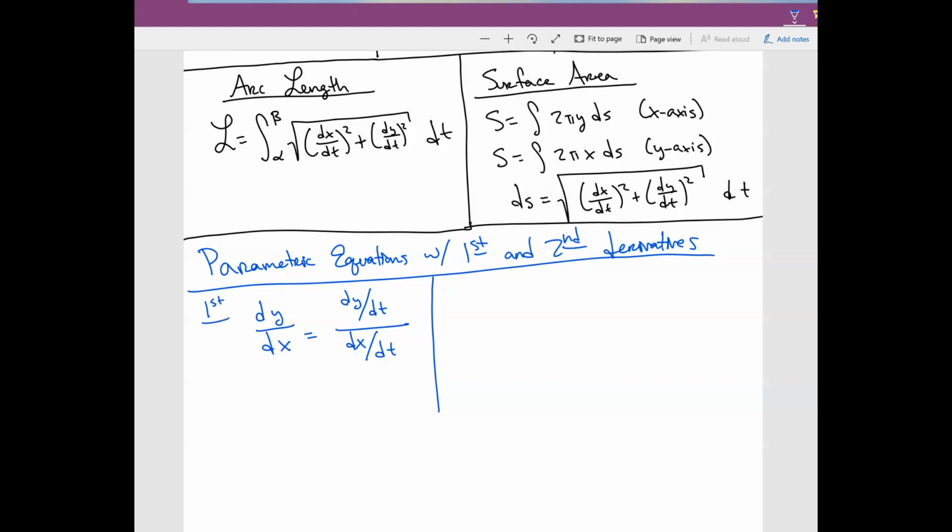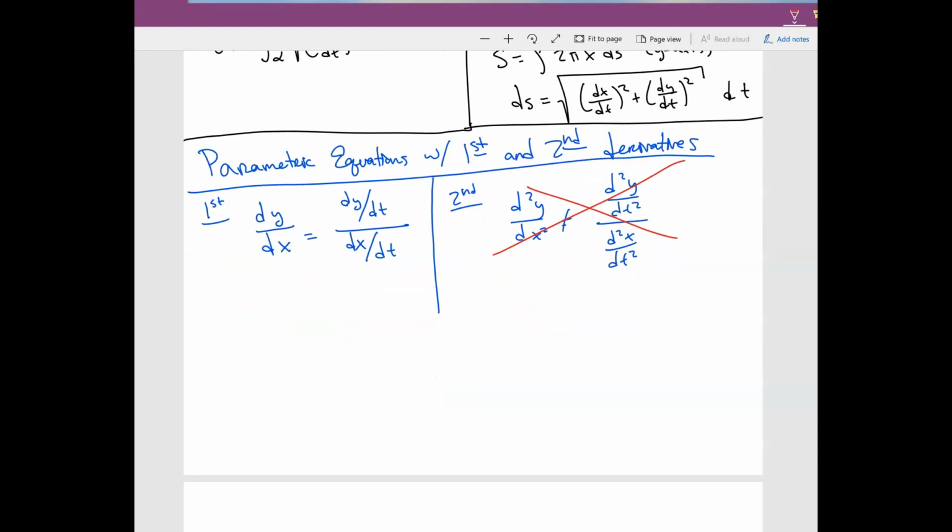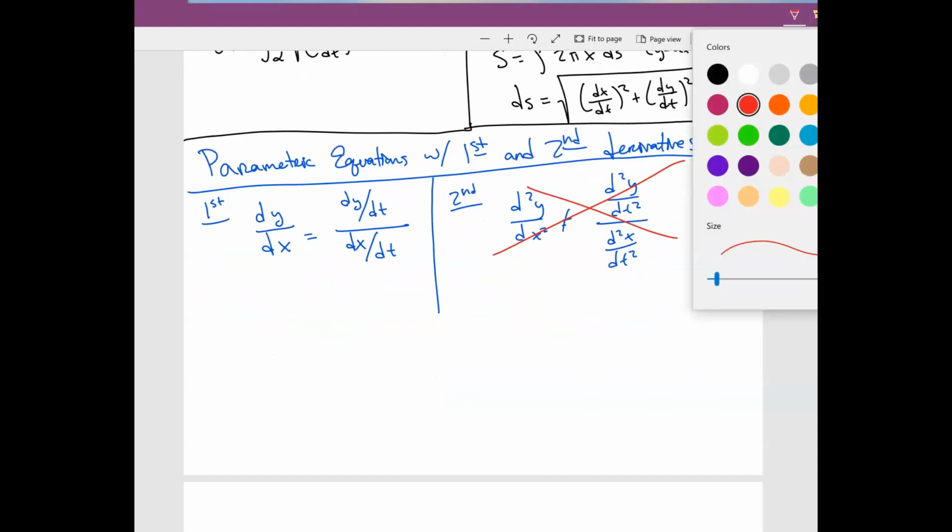For the second derivative, this one is a little more challenging to figure out. One thing to know is that the second derivative is not the second derivative of y over the second derivative of x. This is not correct, so make sure that you don't do that. That's a common mistake that a lot of students make.